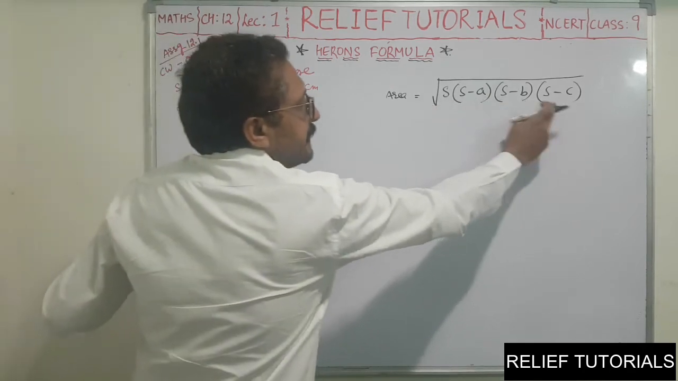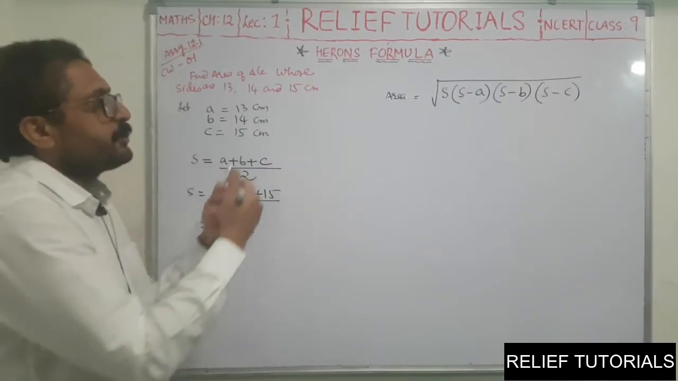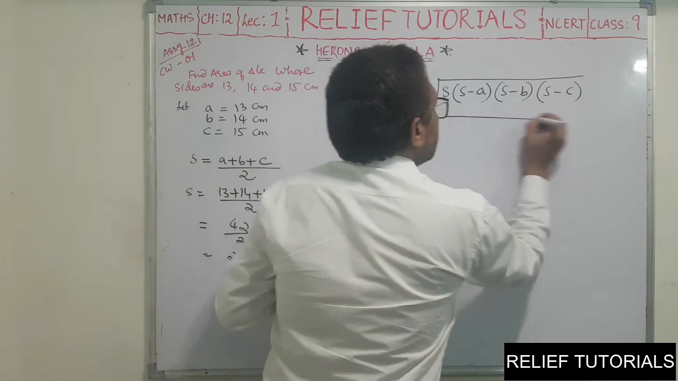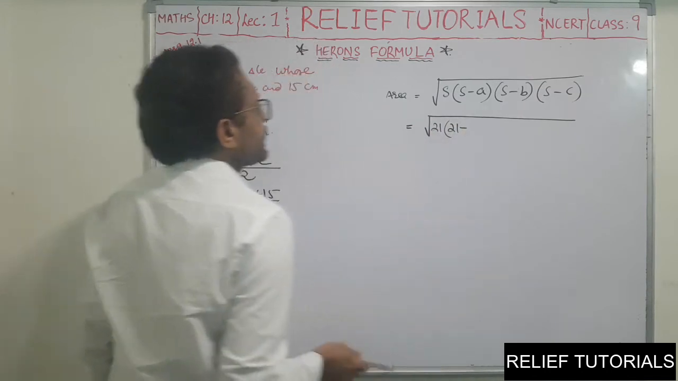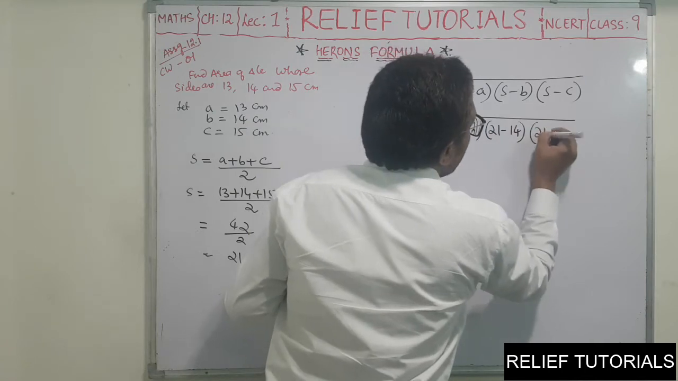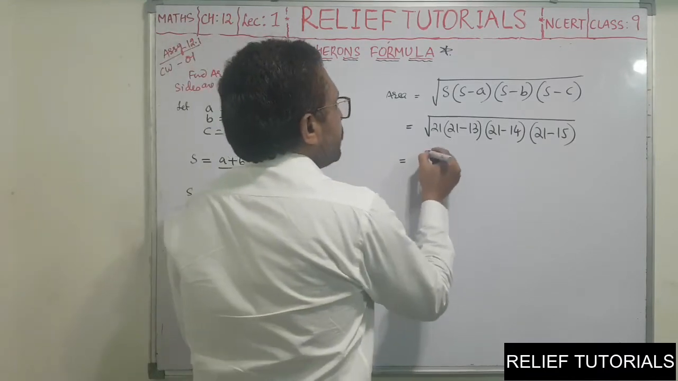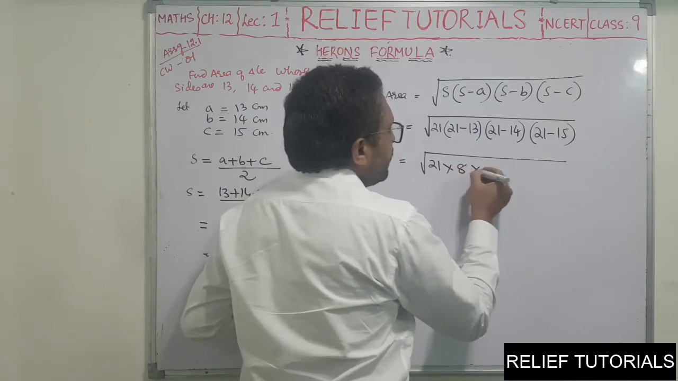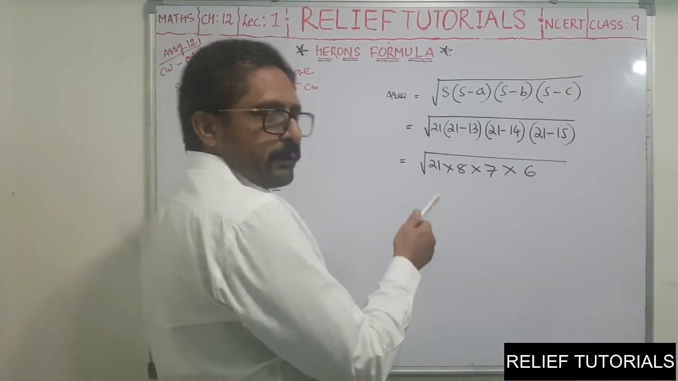So we got S. We have A, B, C. So all the values we have. So nothing you have to do, just substitute in given formula. So now, simple S. S is how much? 21. So I will write here 21. 21 minus A. A is 13. 21 minus B. B is 14. 21 minus C. C is 15. Clear? So now, 21 minus 13. How much you will get? 8. 21 minus 14. 7. Here, 6. Now, you can solve this by two ways.